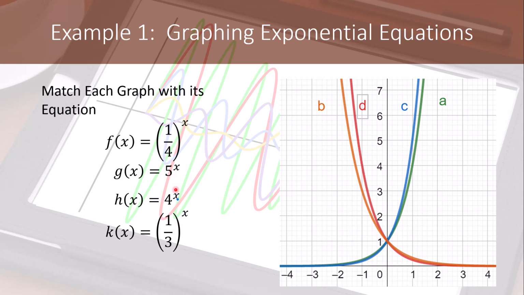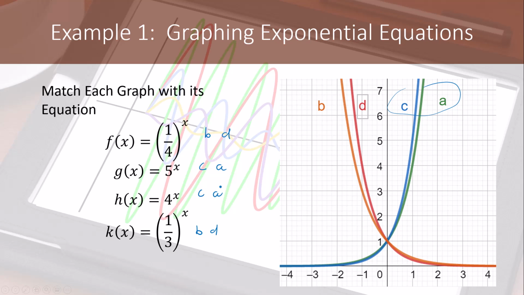Notice that the base for f of x and k of x are less than 1. That means that those functions are going to be decreasing. I'm trying to get my pen back up there. There we go. So this one will either be b or d, and this one will either be b or d. Furthermore, here we have bases that are greater than 1, so these will be increasing functions, which are these two. So these will either be c or a, and this will be c or a.